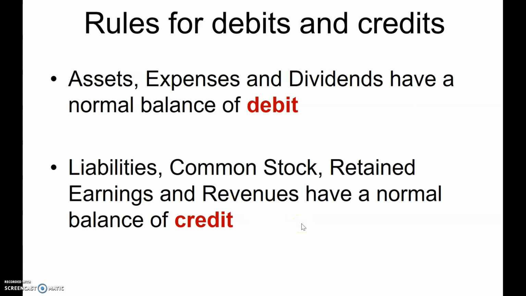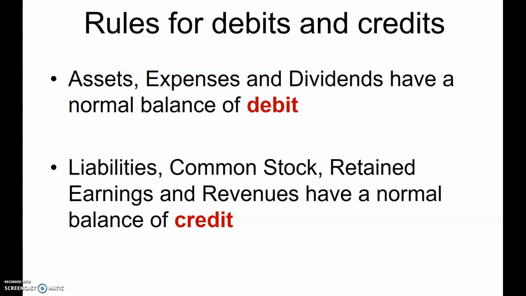So here's the way they've been assigned. If it's an asset, an expense, or a dividend, it's been assigned a normal balance of debit. Okay? Liabilities, common stock, retained earnings, revenue have been assigned a normal balance of credit.